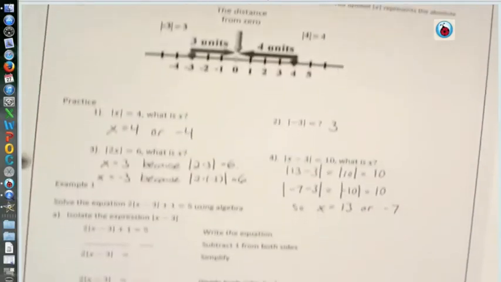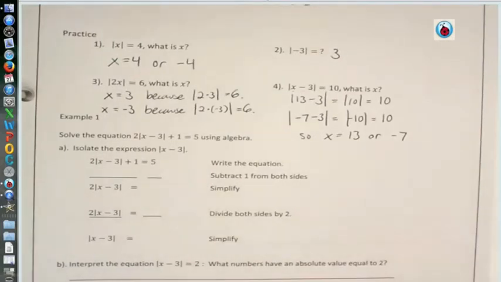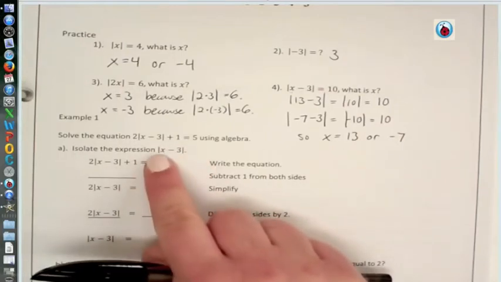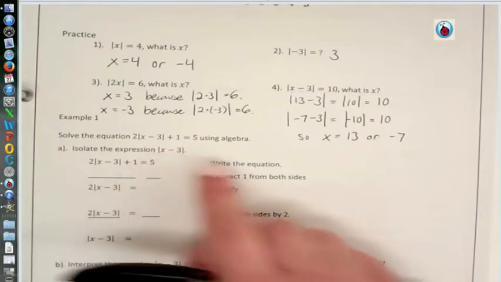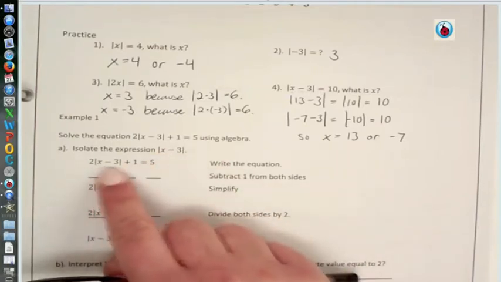So here's our strategy. Let's look at this example. Solve the equation 2 times the absolute value of x minus 3 plus 1 equals 5 using algebra. Well, the first thing we're always going to want to do is to isolate absolute value. We're going to isolate whatever is in the absolute value. So I start off with my equation, 2 times absolute value of x minus 3 plus 1 equals 5.